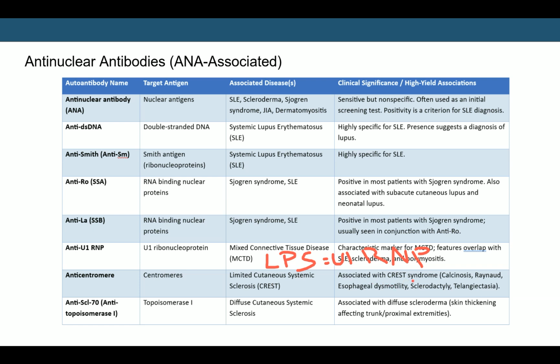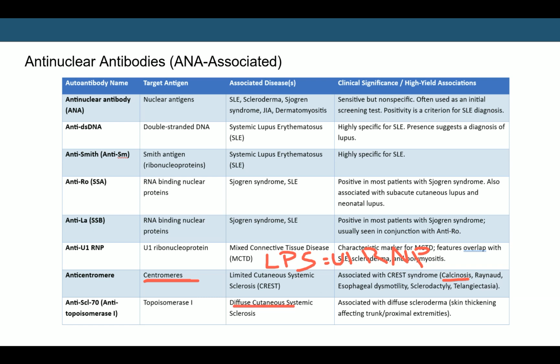CREST syndrome is the limited cutaneous systemic sclerosis. CREST syndrome stands for calcinosis. You can also say the C is for calcinosis and centromeres. The R stands for Raynaud phenomenon, Raynaud disease. E is esophageal dysmotility. The S is sclerodactyly, and the T is telangiectasia.